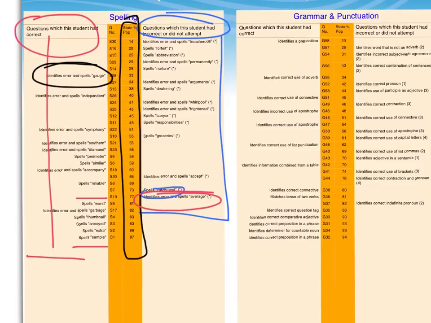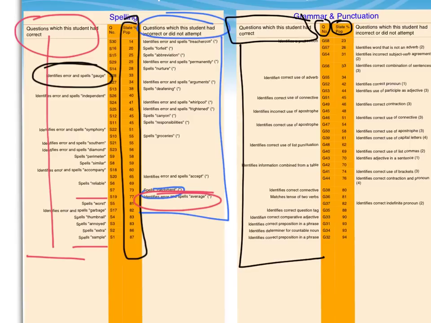Grammar and punctuation is set up in the same way. So easiest questions at the bottom, hardest questions at the top. This is the percentage of people that got it correct. This is the question number. These are the ones that this student got correct. And these are the ones that this student didn't manage to get correct.